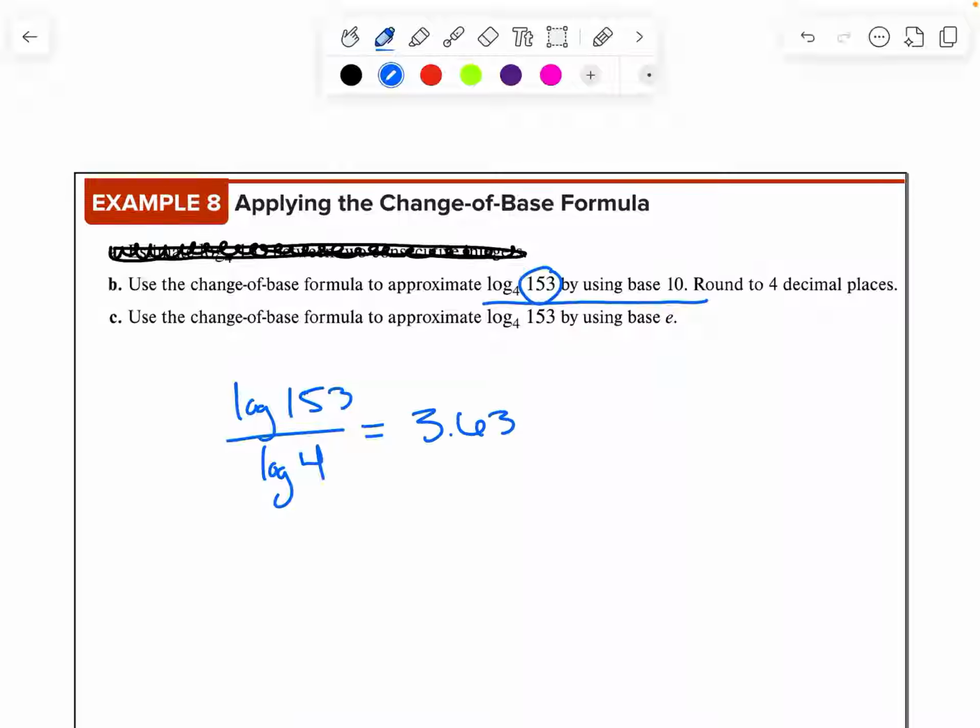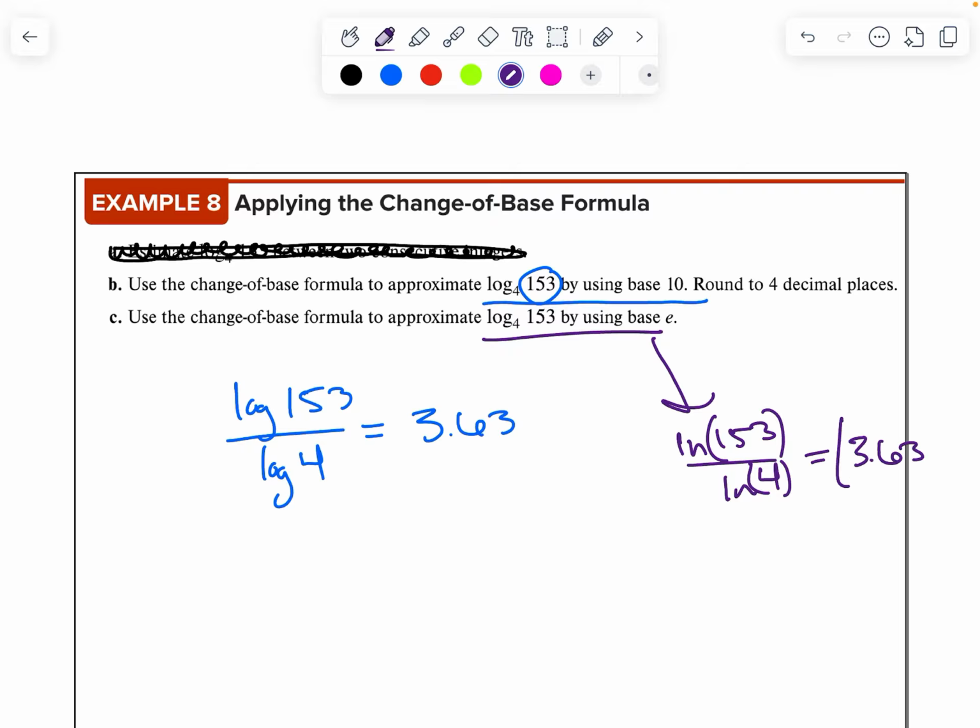If I want to do the same thing, use the change of base formula to write it using base E. That would be ln 153 over ln of 4, right? It says use base E. That just means I'm using natural logs, ln. If I type that in the calculator, ln 153 divided by ln 4, and what do you know? It worked out to the exact same thing, 3.63. That's great news. That verifies for us that both of these formulas work.